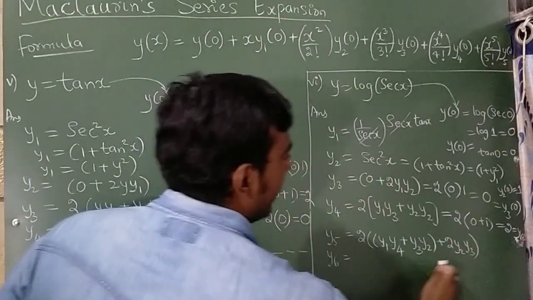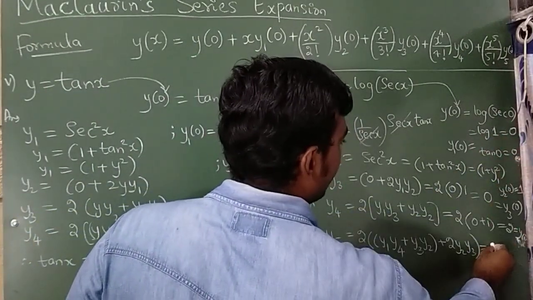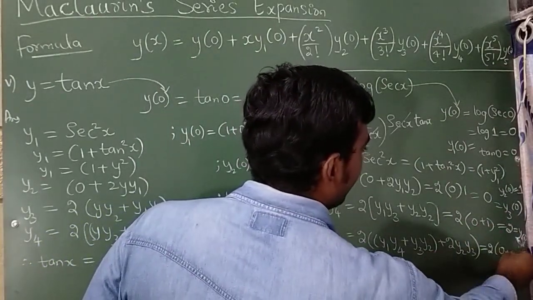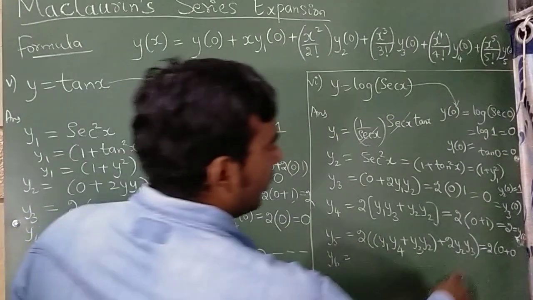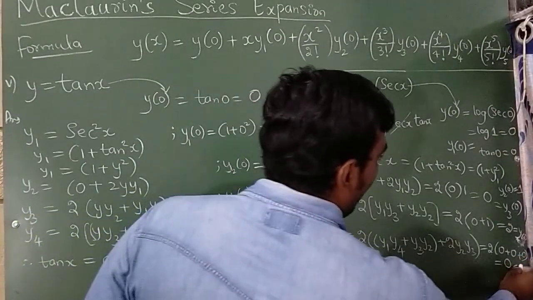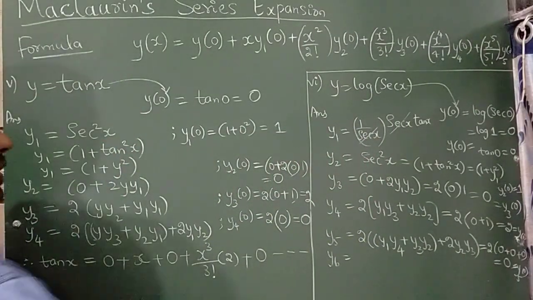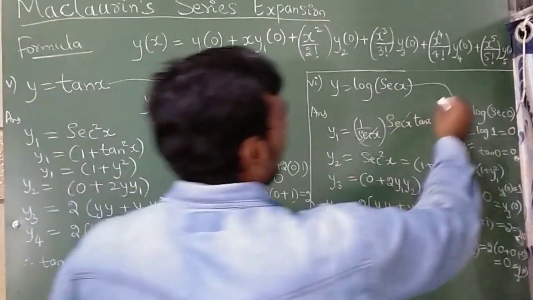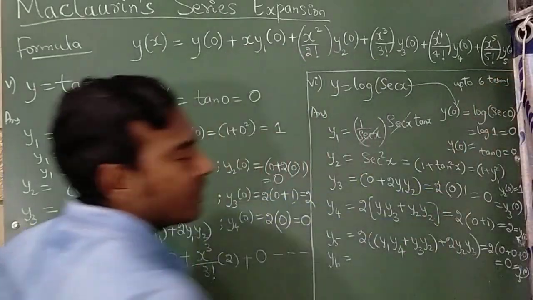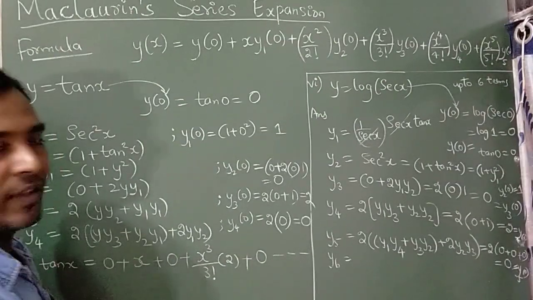Fine. Now y1 is how much? 0. 2 into 0. y3 is how much? 0. Fine. Now y3 is again 0. It means 0. So y5 of 0 is 0. Now last one, y6, because in the question they have told us to solve up to 6 terms. That's the reason I am solving till y6. Rest all sums I have solved till y4.